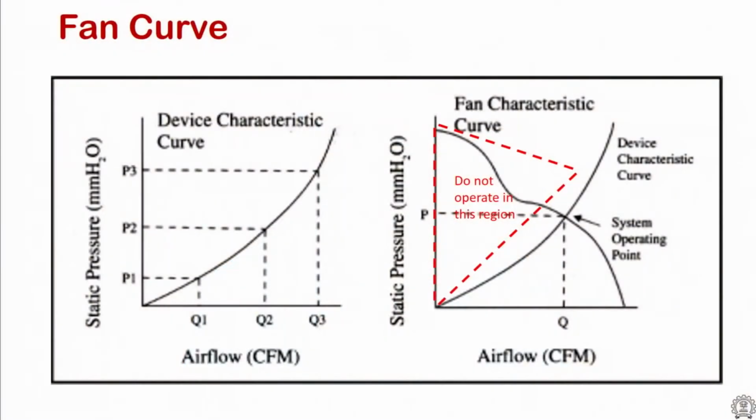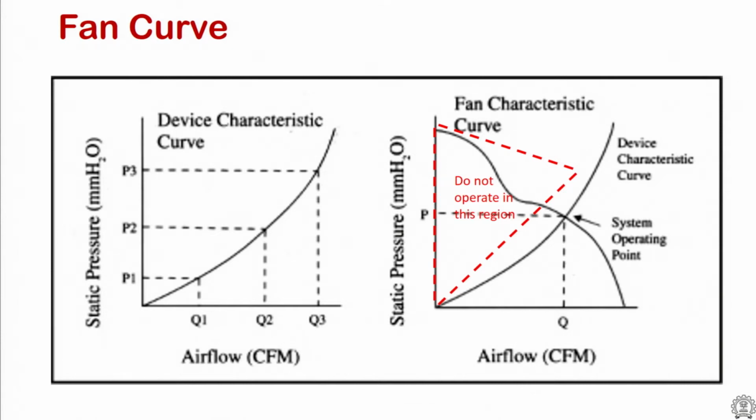If you look at a fan curve that is typically used, there are two parts to it. One is the so-called fan curve itself, the static pressure. What you're seeing in this figure or slide is static pressure on the vertical axis versus airflow rate. CFM is cubic feet per minute.